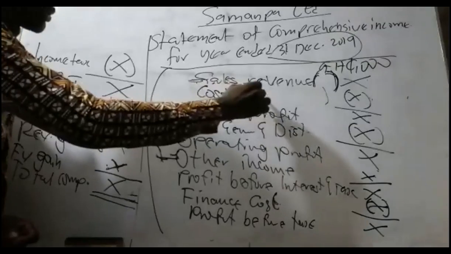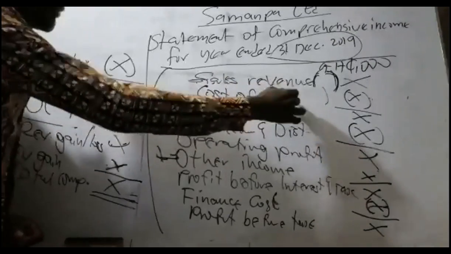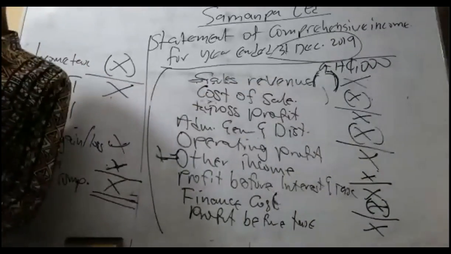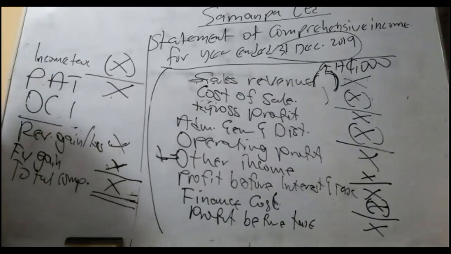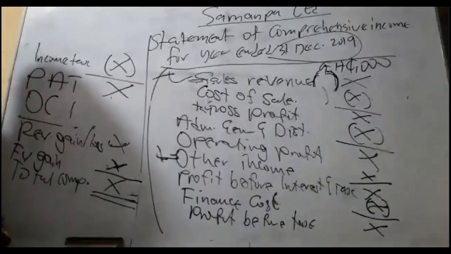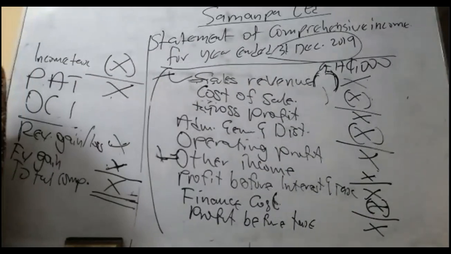So let me bring cost of sales back. That's the first item. I'll take my time and explain each of the items one after the other. So I'm done with sales. Now, sales is governed by IFRS 15, Revenue. Hoping that one of the weekends we'll meet and then go through it properly. So that is it.